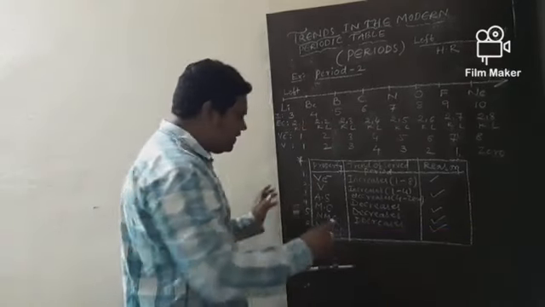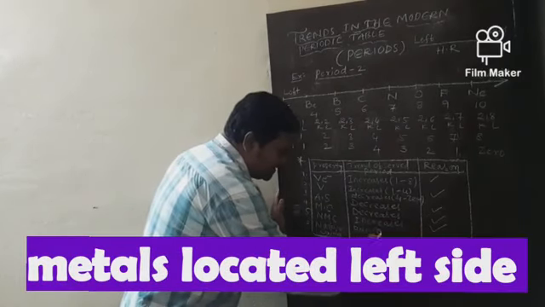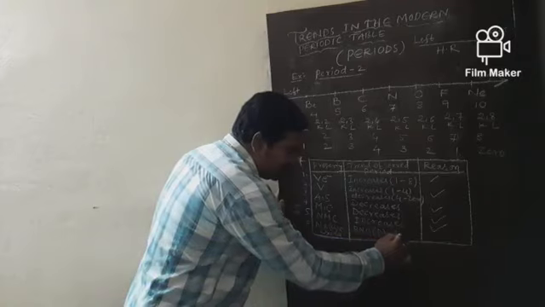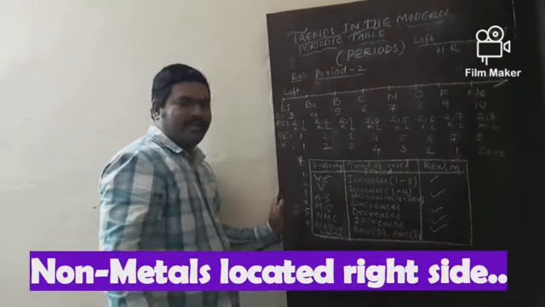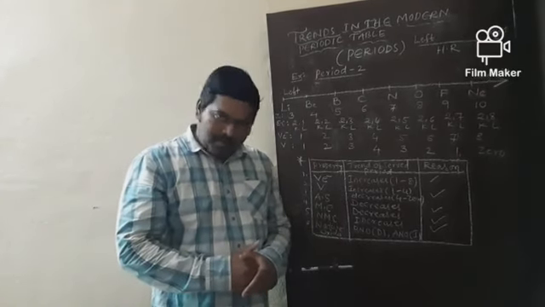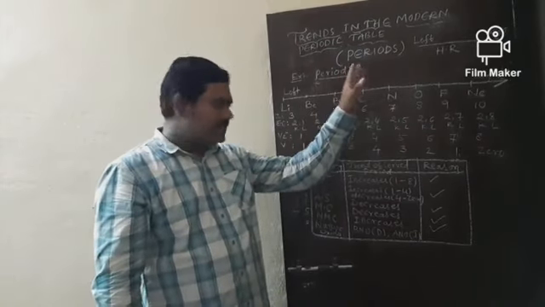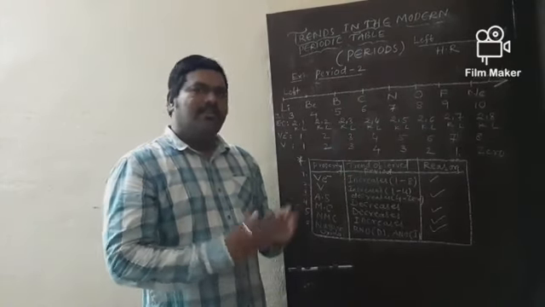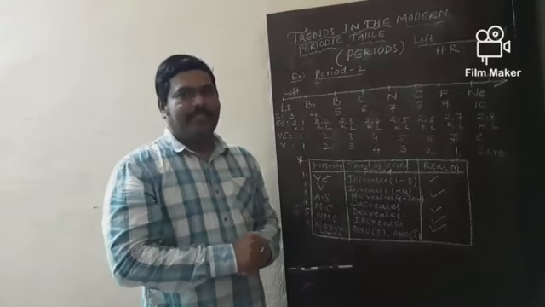Once again, what is that? Basic nature of the oxides decreases, acidic nature of the oxides increases. Okay, and these are the 6 important periodic properties with respect to a period. This is my explanation, and this explanation is very simple if you concentrate properly.